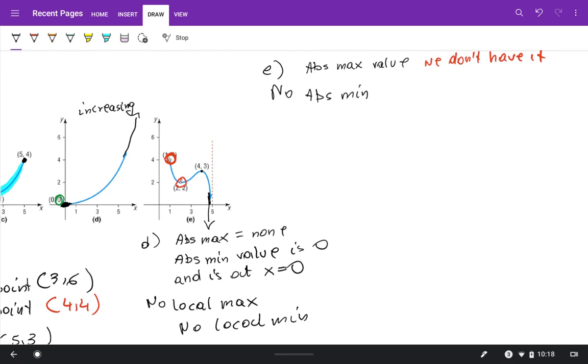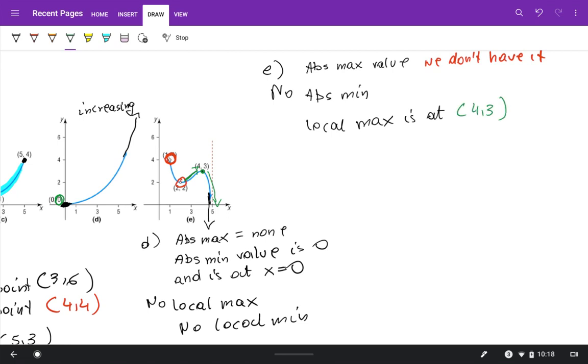Okay. And let's talk about local maximum. Local maximum is at the point where the function switches behavior from increasing to decreasing. And we have that right here. Here the function is increasing, and then at point 4 comma 3 it changes to decreasing. So we have that change at point 4 comma 3. So point 4 comma 3 represents a local maximum.